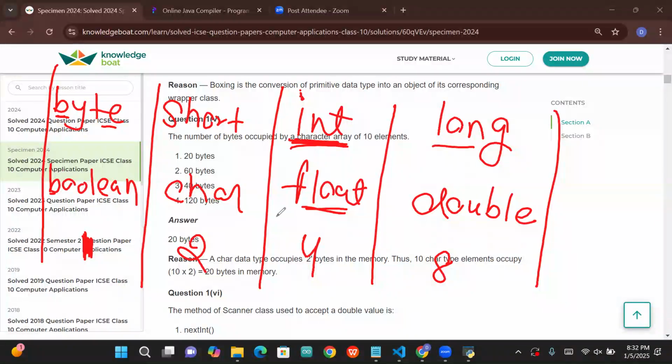They will ask you this question. This question will come in your exam that you are going to give in February or March, right? They will ask you the size of one particular data type. So this is the summary.